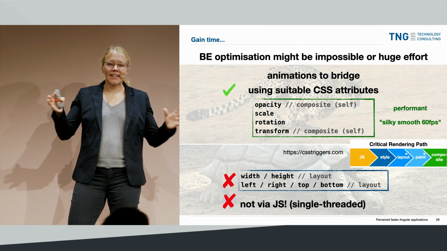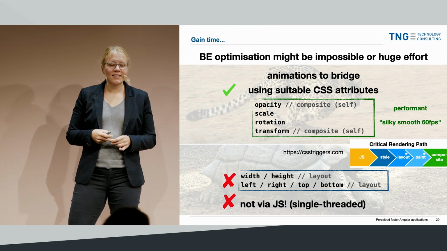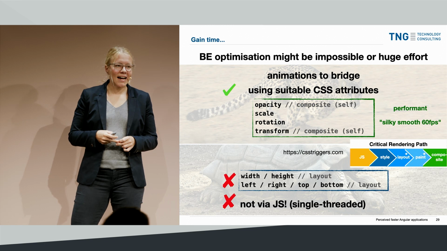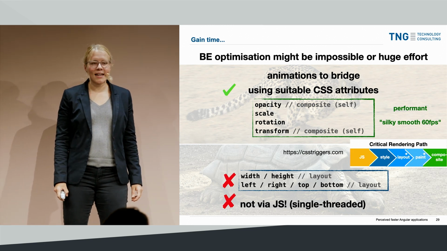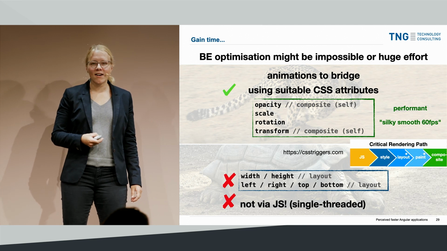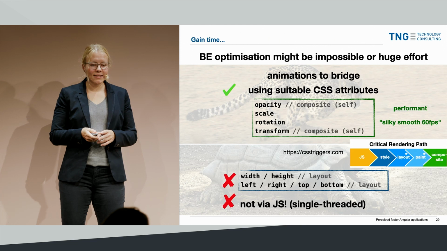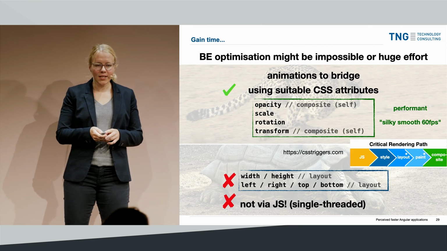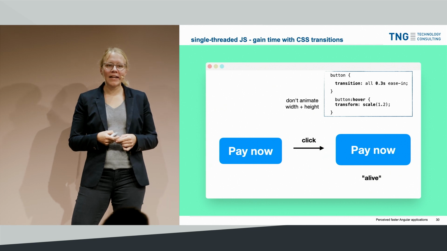You would say scale, so shrinking or increasing something, is the same as changing the width and height. No, it's not. In rendering, width and height would trigger a relayout, a repaint, and a recomposite, while scale is much faster. And to give you an example of what we can do now, we have our Pay Now button.